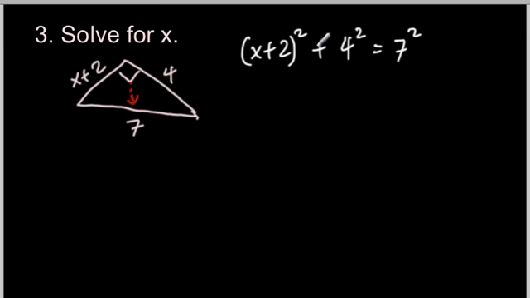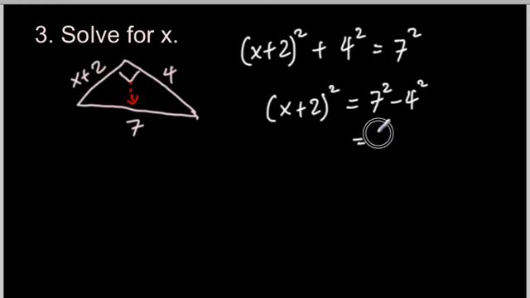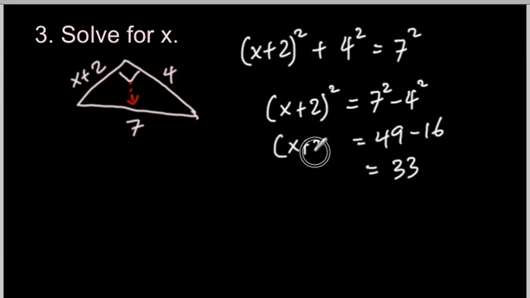You might be tempted to expand right here, but don't. We're trying to solve for x. There's an easier way. Subtract the 4 squared first, leaving it in that factored form. So it's equal to 7 squared minus 4 squared, which is 49 minus 16, which is 33. I'll rewrite this as (x plus 2) squared. Now we want to get rid of that square, so the best thing we can do is square root both sides.